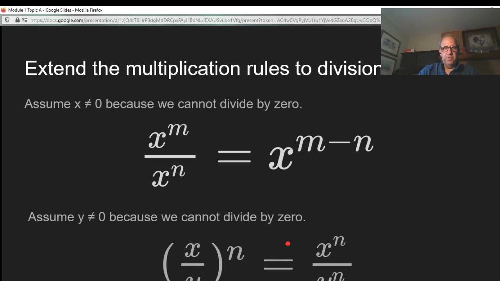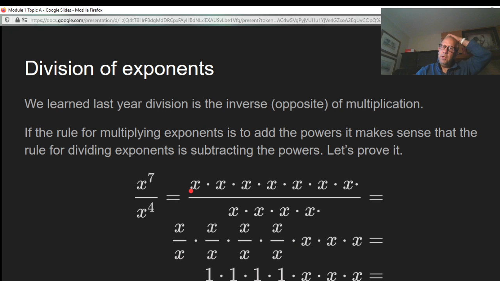x to the 7th divided by x to the 4th means x times x times x times x times x times x times x divided by x times x times x times x. These 4 x's cancel out, become 1. So I have 3 left over. So 1 times 1 times 1 times 1 times x times x times x equals x to the 3rd. Basically, 7 minus 4 is 3. So our answer is x to the power of 3.